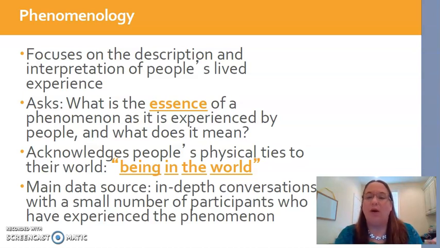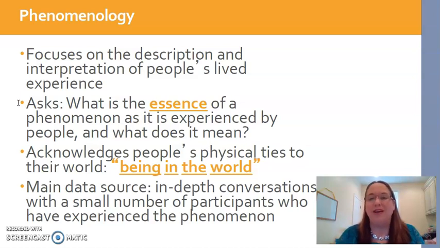Mostly, when you see the words lived experiences, you should automatically think of phenomenology or phenomenological research, because that's the main focus of this type of research. It's learning about how people describe their lives and the experiences they've had during their lifetimes. You can see the question on your slide. This is basically what we're asking: what is the essence of this phenomenon that we're studying as it's been experienced by the people we're talking to?